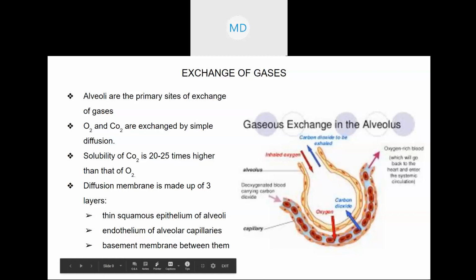Capillaries, all of you know, you can just think of them as veins and nerves. Blood capillaries are where blood flows. Blood flows inside the capillaries, right? So this is the capillary. So this oxygen will pass through this diffusion membrane and go to the capillaries.